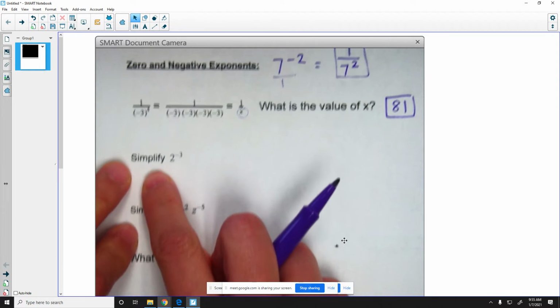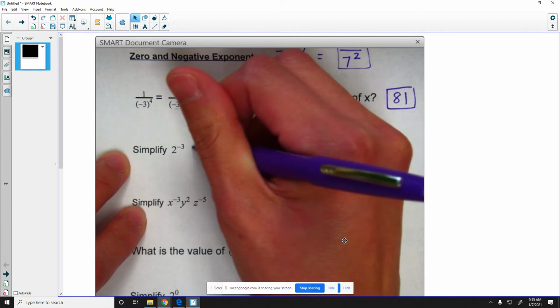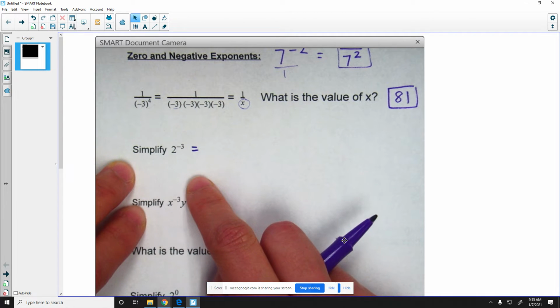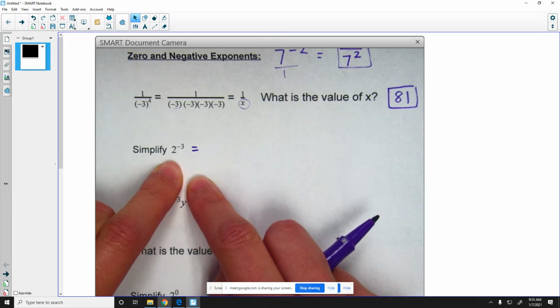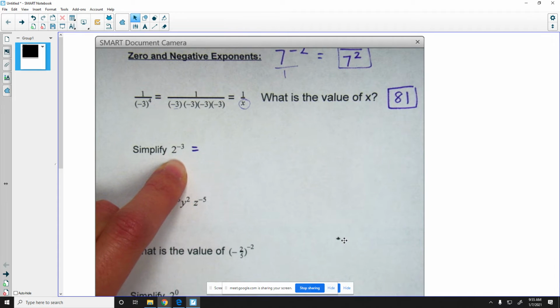Okay. Next one, simplify 2 to the negative 3. All right. So you have a negative exponent. So hopefully you remember what to do. Flip it, yes. All right, someone online, do you think you know? What's my next step? You flip it. Okay, so what does it look like then if I flip it?